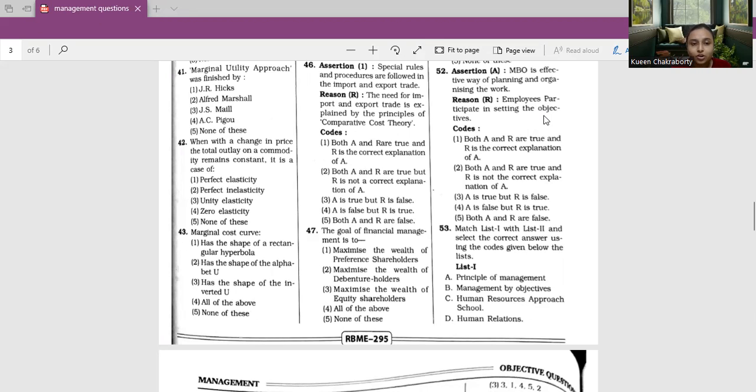Question number 41 says, Marginal Utility Approach or MU approach was finished by J.R. Hicks, Alfred Marshall, J.S. Mill, A.C. Pigou, or none of these. Which will be the correct answer? The correct answer is Alfred Marshall.